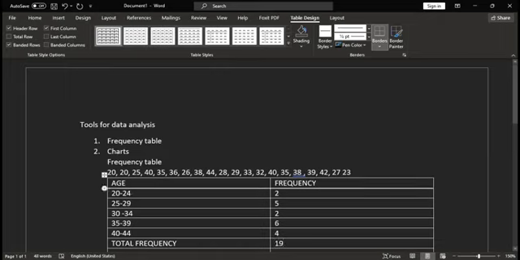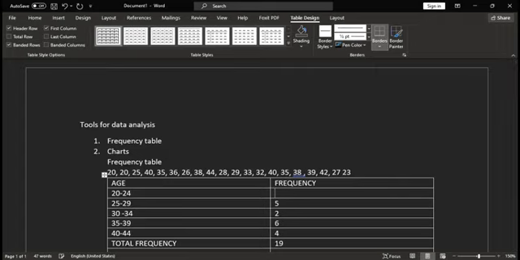Now, let's count these figures. We have 1, 2, 3, 4, 5, 6, 7, 8, 9, 10, 11, 12, 13, 14, 15, 16, 17, 18, 19, 20. Alright, that means we've made a mistake somewhere. Let's look at it again. 20 to 24, 1, 2, 3. 23 is within the range of 24.